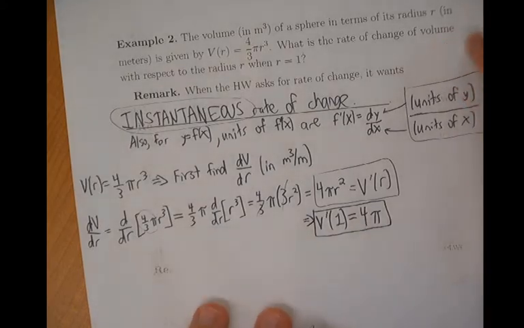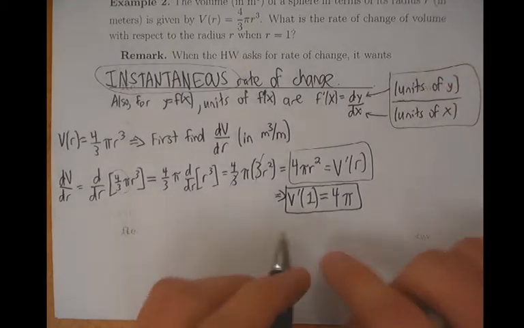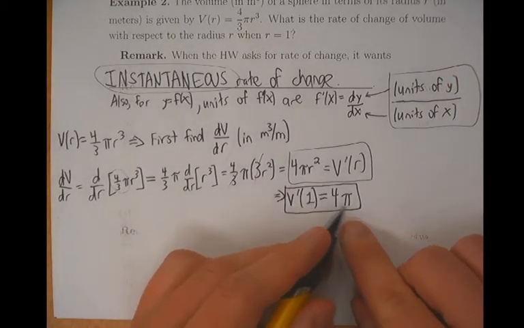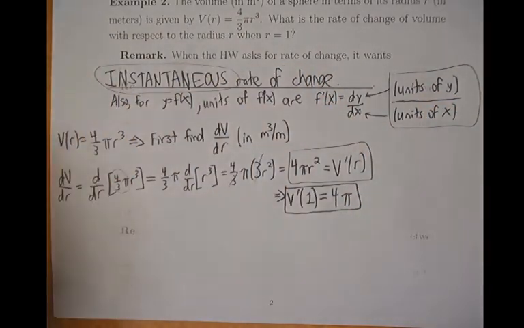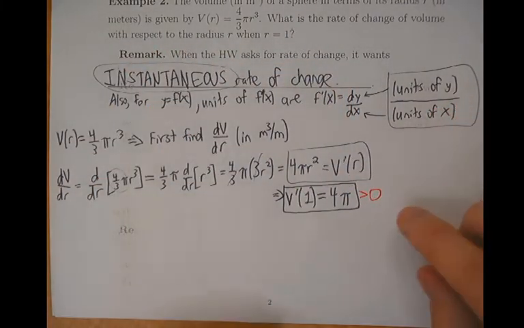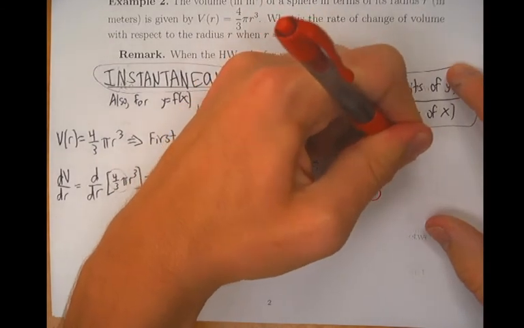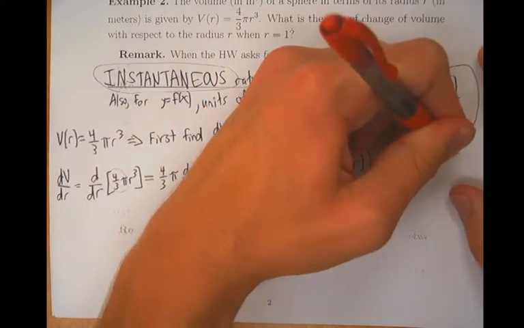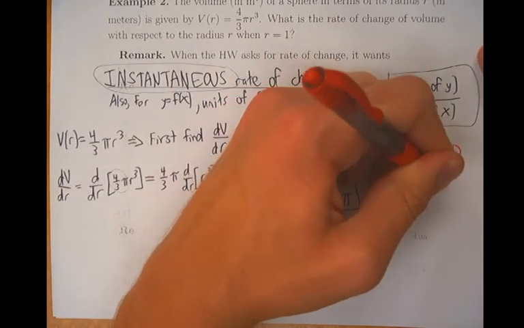So now let's get a better idea of what that means in terms of trying to write that as a complete sentence. One thing to note here is that v prime of 1 is equal to 4 pi. But this is just a positive number, right? So this is greater than 0. Because it's positive, that means that your volume is going to increase. So a derivative greater than 0 directly corresponds to volume increases.